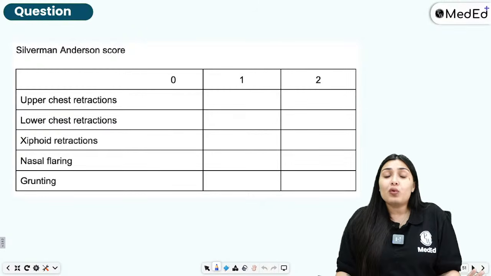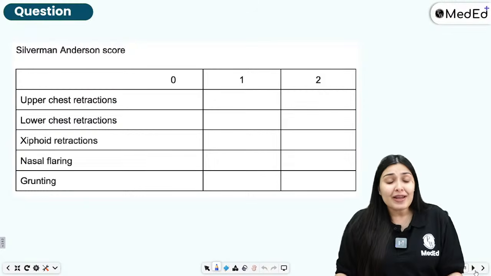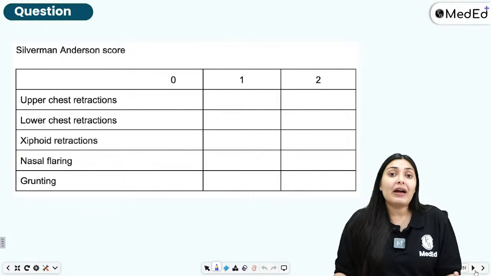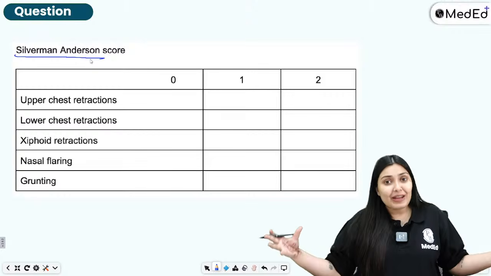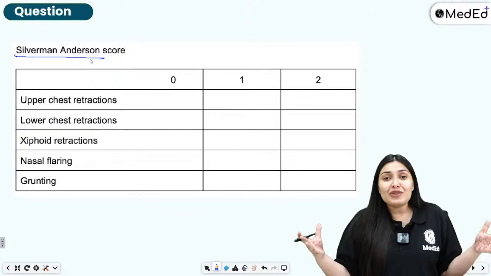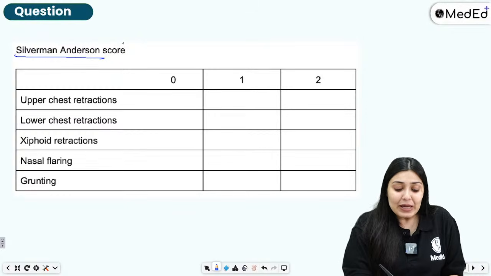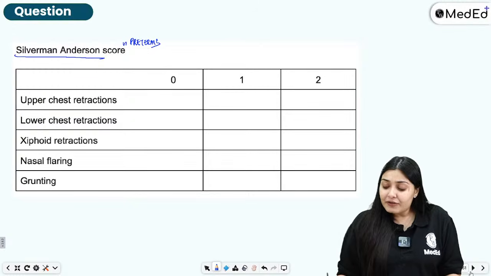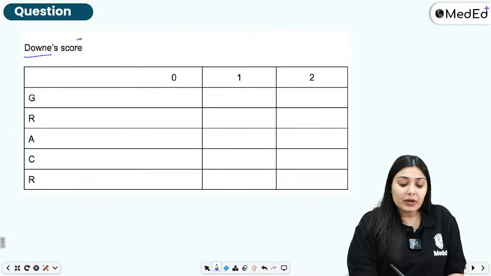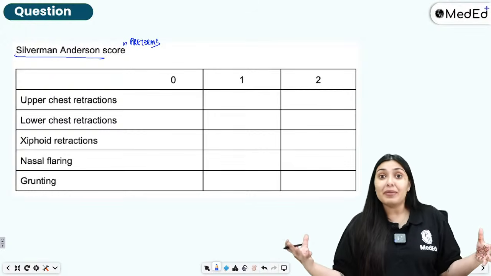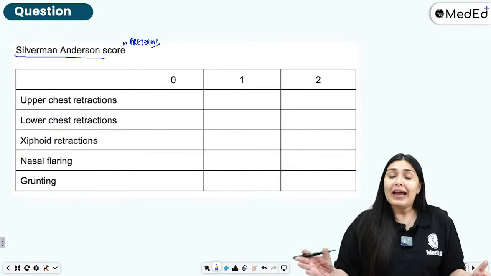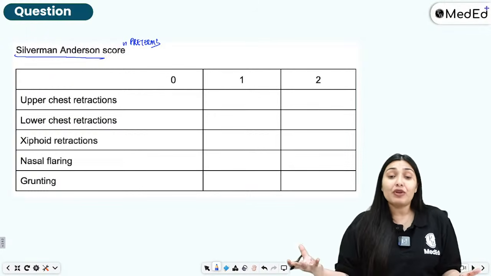So we have two scores for respiratory distress in newborns: the Silverman-Anderson score and the Downes score. Look at the Silverman-Anderson score. Such a big name. This big name is actually for the small babies, the preterm babies. So for preterms we have the Silverman-Anderson score, and for terms we have the Downes score. I remember it this way: the Silverman-Anderson big name is for small babies, and the Downes score, a small name, is for a big baby, a term baby.